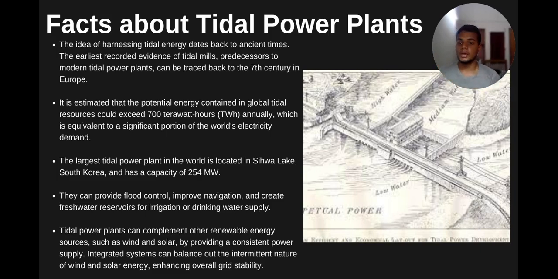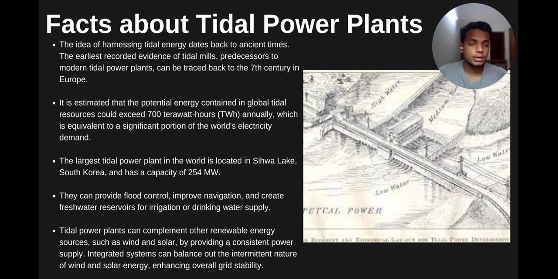It also provides various other services and applications, such as flood control, in which it is highly efficient. It helps in improved navigation for waterways, and it creates freshwater reservoirs, which are highly helpful for irrigation and drinking water supply. And moving on, it can also complement other renewable sources.